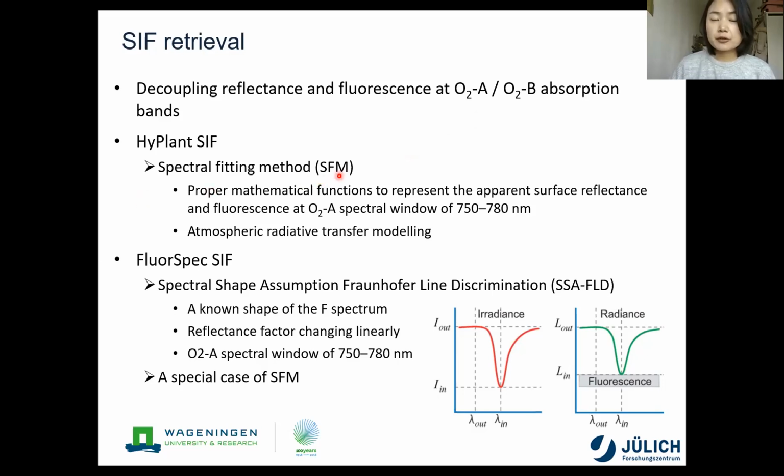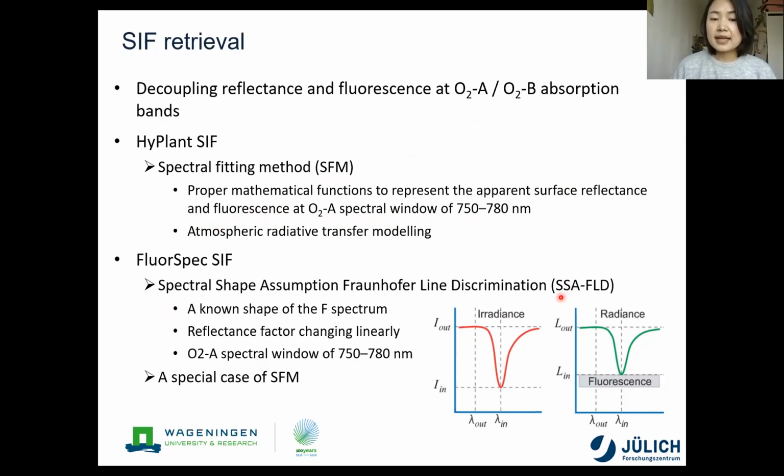For the spectrofitting method, it applies proper mathematical functions to describe the apparent reflectance and fluorescence at the oxygen A band, and the spectral window of 750 to 780 nanometers is used.